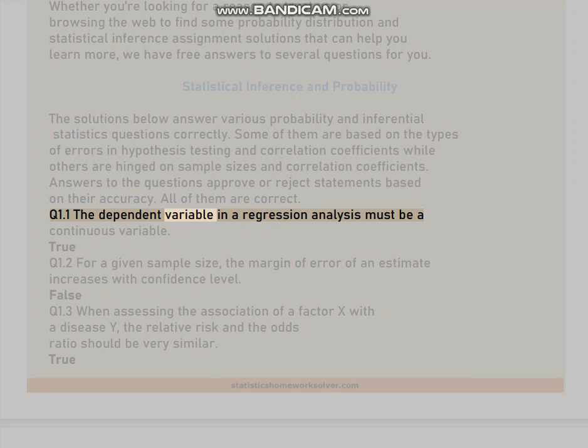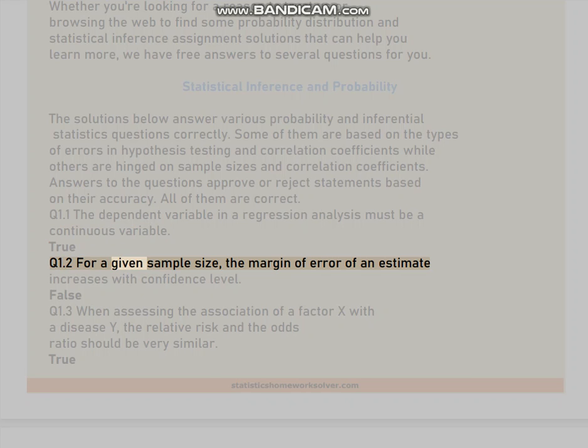Q1.1 The dependent variable in a regression analysis must be a continuous variable. True. Q1.2 For a given sample size, the margin of error of an estimate increases with confidence level. False. Q1.3 When assessing the association of a factor X with a disease Y, the relative risk and the odds ratio should be very similar. True.